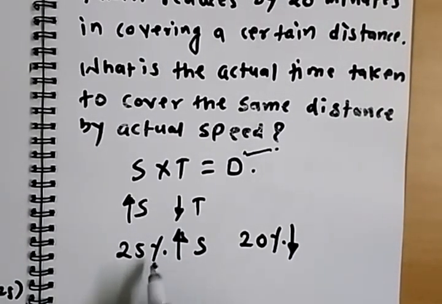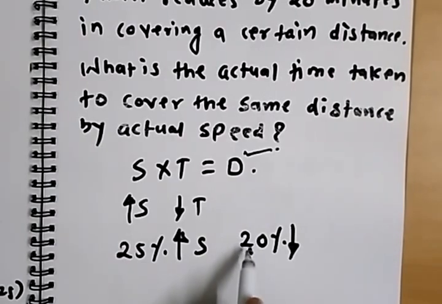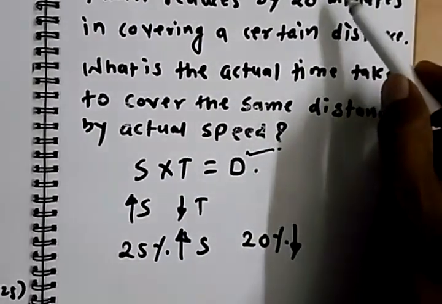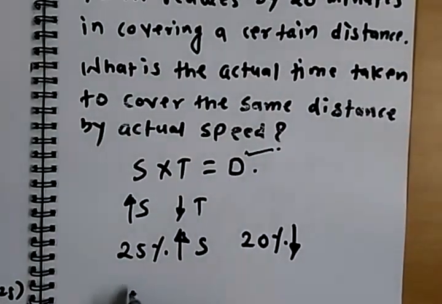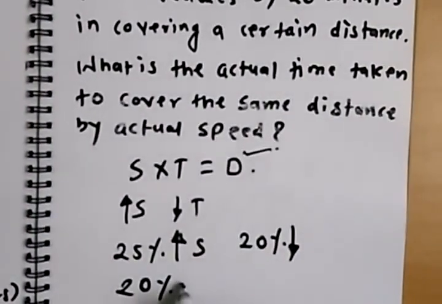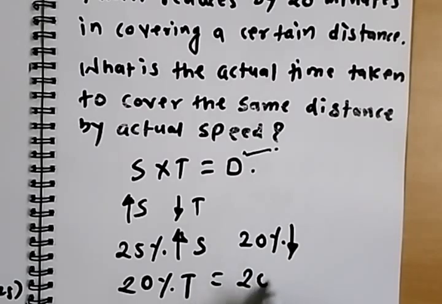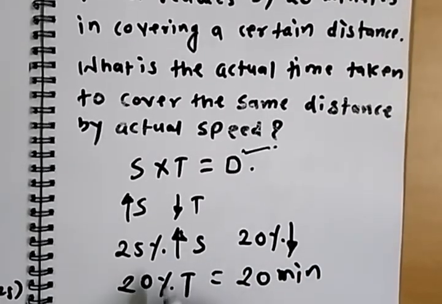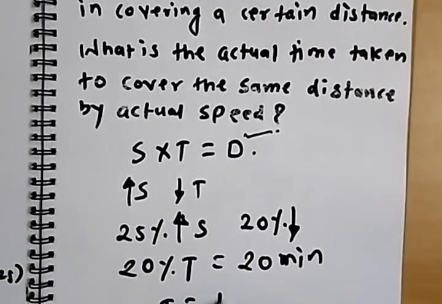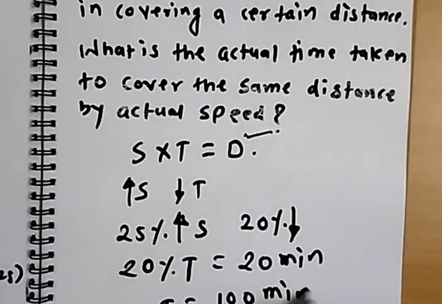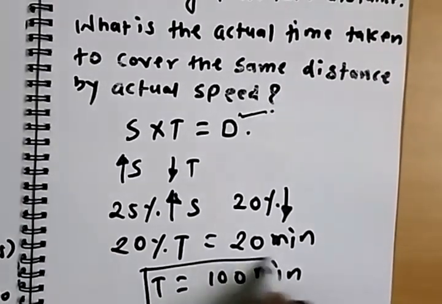So 20% of the time, the decreased time, is given to us, decreased time is 20 minutes. So 20% of t, that is 20% of original time, is equal to 20 minutes. So original time, that is t, must be equal to 100 minutes. So original time is equal to 100 minutes.